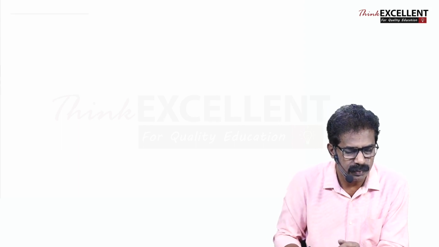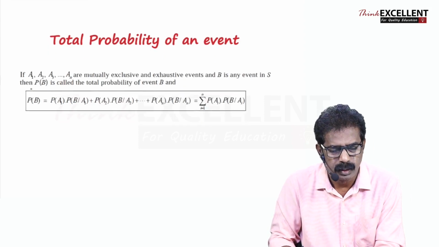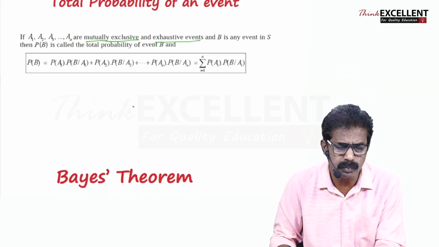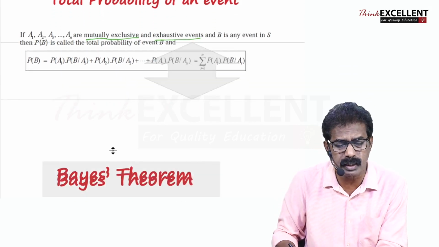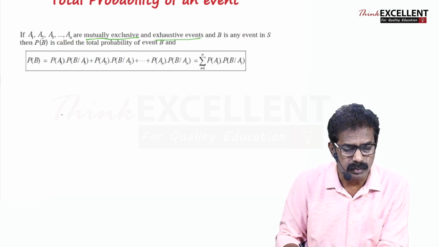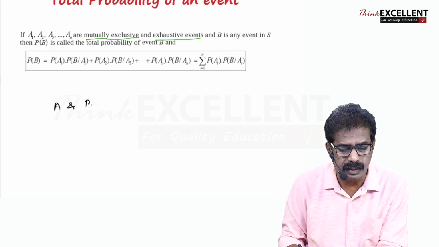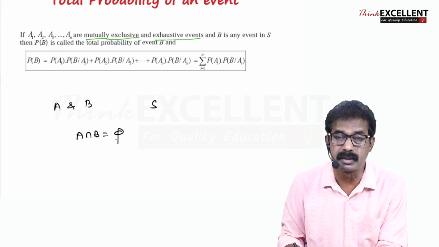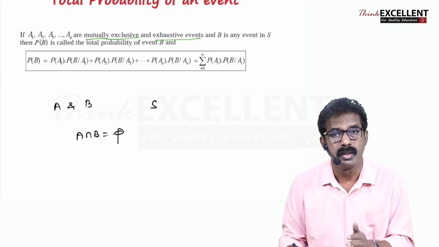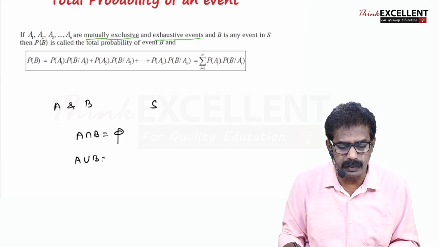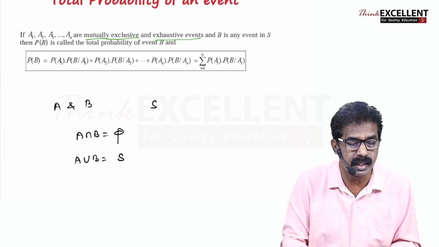Okay, so now let us see what is total probability. A1, A2, A3, etc., An are mutually exclusive and exhaustive events. See, what are mutually exclusive? Mutually exclusive means nothing is common, right? Suppose I'm considering two events, A and B, and S is the sample space. When you find A intersection B, you have to get the empty set, then you say they are mutually exclusive. Exhaustive means when you take the union, A union B, you have to get the entire sample space.